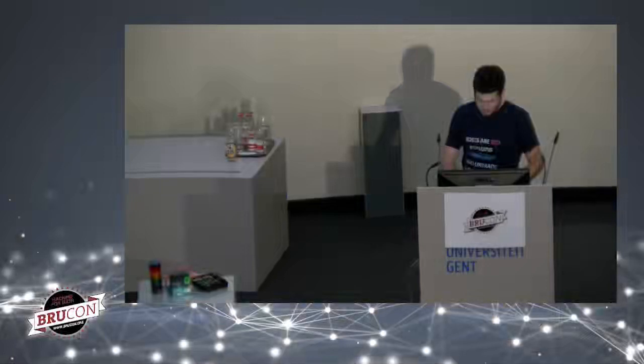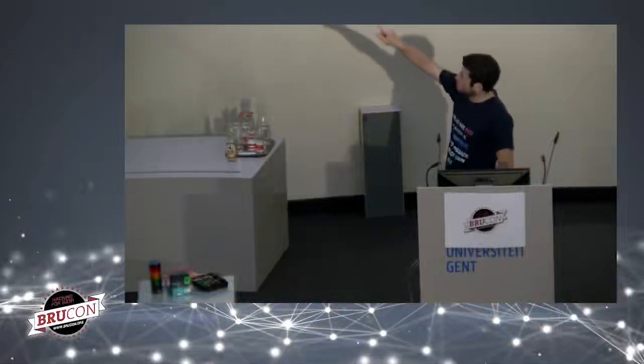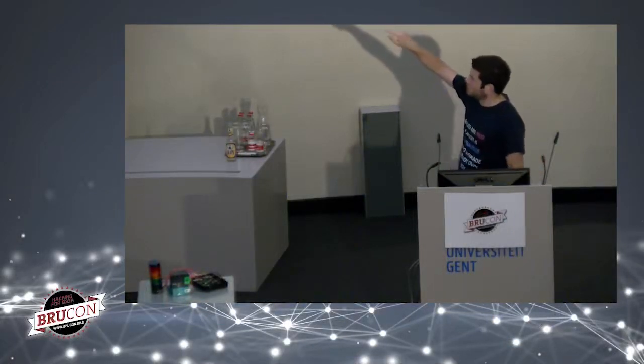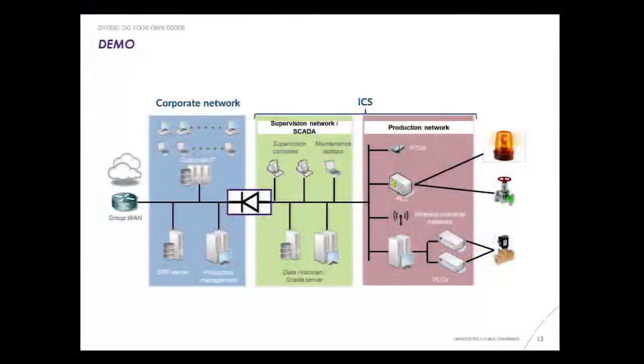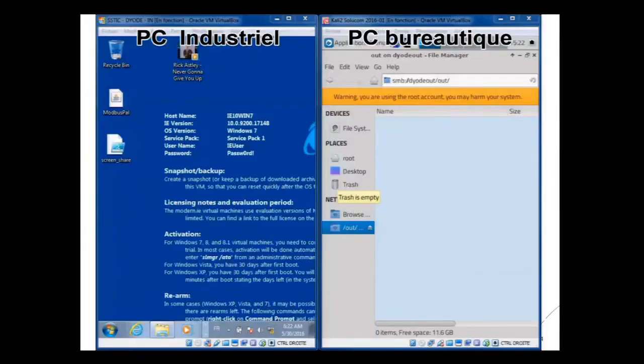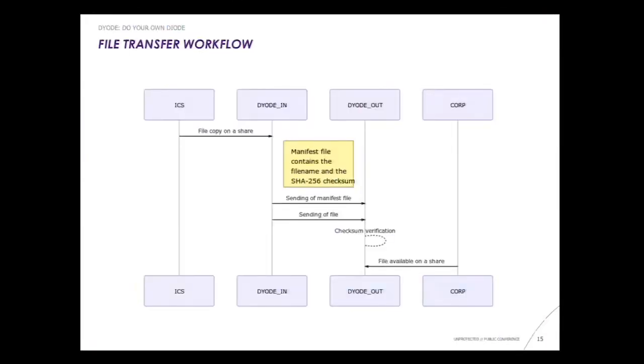Okay, so that was the scenario I just demoed. So the data diode is between the supervision network and the corporate network. From a technical point of view, how does it work? So I'm going to detail the 3 transfer workflows, starting with the file transfer.